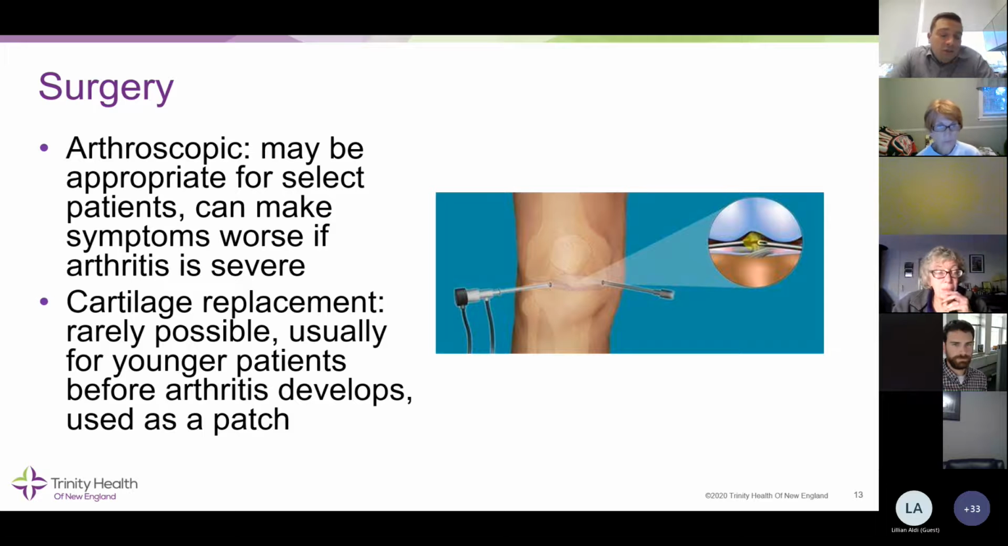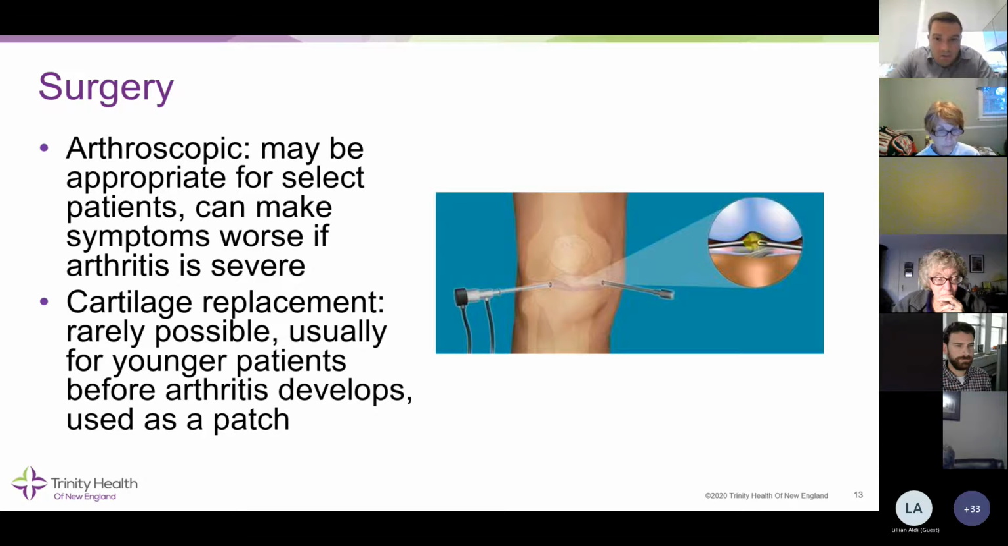So finally, surgery is kind of our last line. Arthroscopic surgery. So this may be appropriate for select patients. The idea behind arthroscopic surgery is to go in and clean up the knee a little bit. So the meniscus is typically what gets damaged inside the knee. The arthritis can't be removed with the surgery.